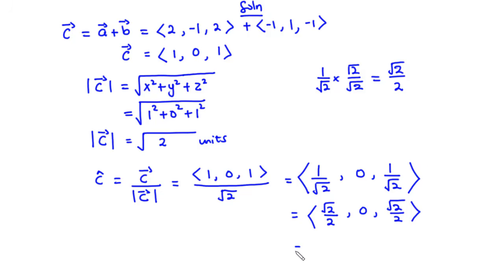And we can represent this in the vector component form as root 2 divided by 2 i cap plus, now because the y component is 0, we are going to leave that out. So we have plus root 2 over 2 k cap. So basically this is the unit vector in the direction of vector C. Now let's move on as we solve the next example.